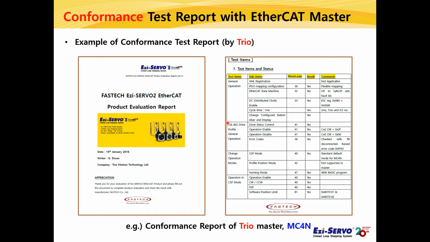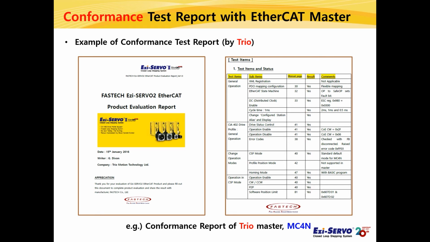For example, if you look at this part, you can check the test items for drive status control, operation enable, operation disable, and error codes of CIA 402 drive profile. Tests were conducted for each evaluation item, and this is the result.